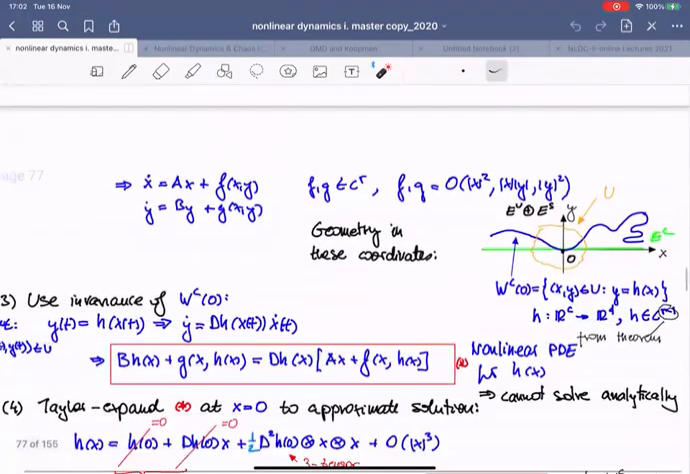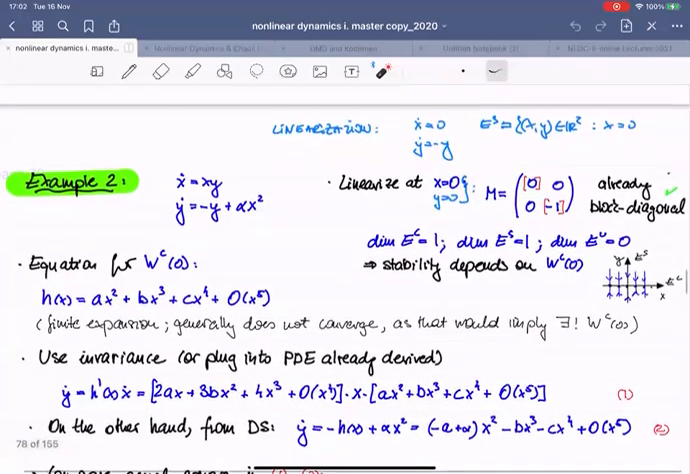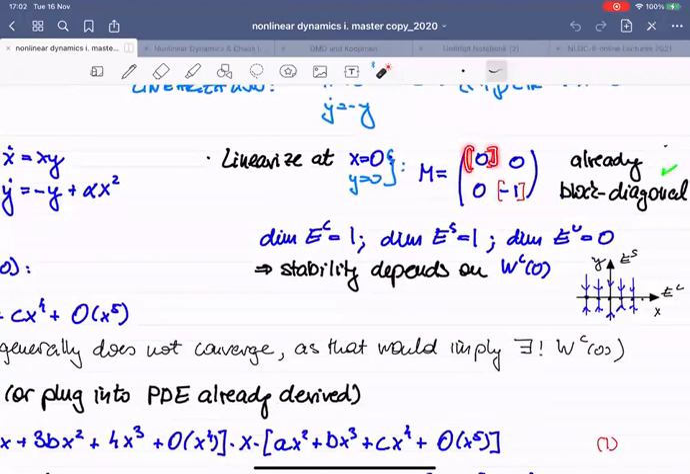Now, generally, that's how I would proceed, except that this example was so simple that I am already in a block diagonal form. Why? Because the off-diagonal elements are both 0. So I didn't have to do any extra work. In fact, what this tells me is that the x equals 0 direction is aligned with the center subspace. That's why I have the 0 eigenvalue. And the x-axis is aligned with the center subspace, and the y-axis is aligned with the stable direction where you have decay.